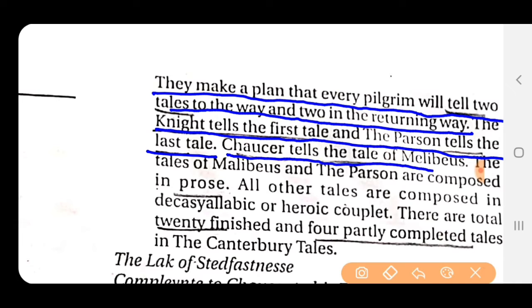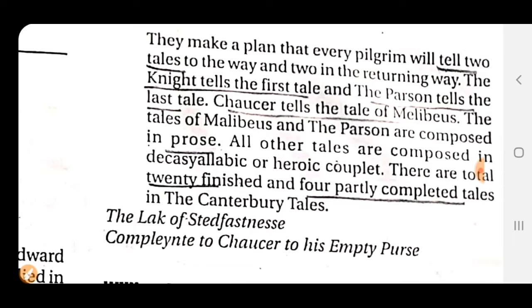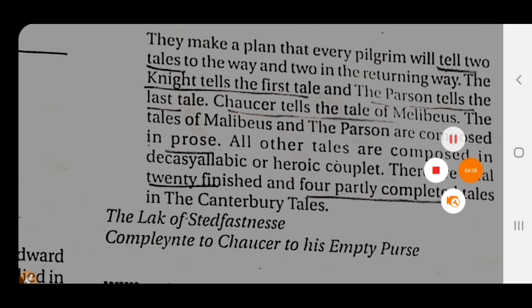Chaucer tells the tale of Melibee. The tale of Melibee and the parson's tale are composed in prose. So remember all these points. All other tales are composed in decasyllabic or heroic couplet. There are a total of 20 finished and 4 partly completed tales in the Canterbury Tales. The Lak of Stedfastnesse. See, next poem है The Complaint of Chaucer to His Empty Purse.